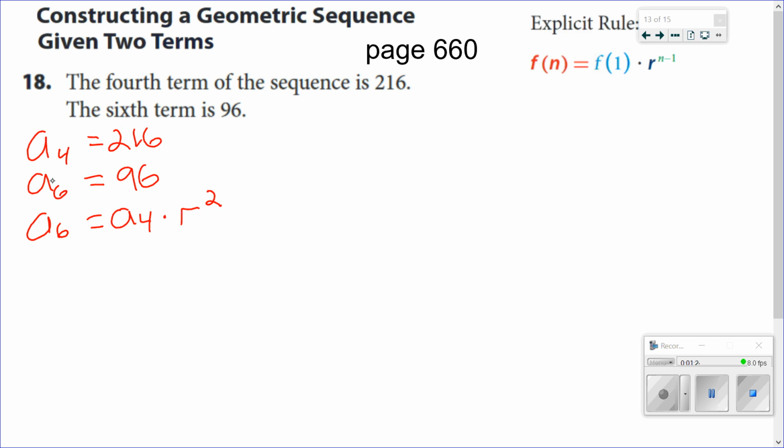Now I'm going to write in what a sub 6 and a sub 4 are. So a sub 6 is 96. A sub 4 is 216. And I still have my r squared. All right, now what I want to do is get this r squared by itself. And since it's multiplication, I have to do the opposite, which is division. So I'm going to divide by 216 on both sides.